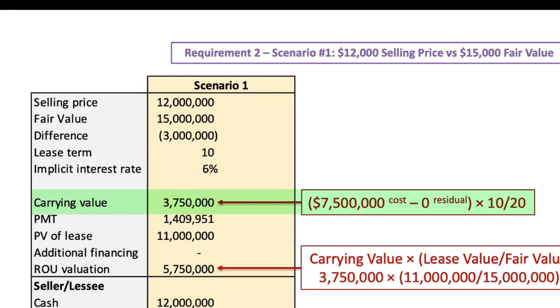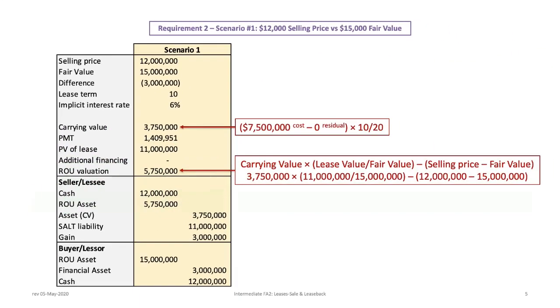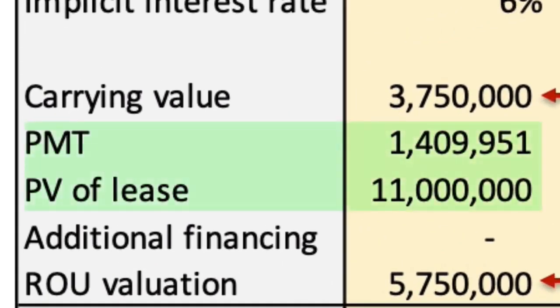Therefore, at the year ended December 31, 2019, just prior to the sale on January 1, 2020, the carrying value of the building can be calculated as $7,500,000 divided by 20 years, then multiplied by the 10 years that have lapsed from 2010 through 2019 inclusive. This results in a carrying value of $3,750,000.